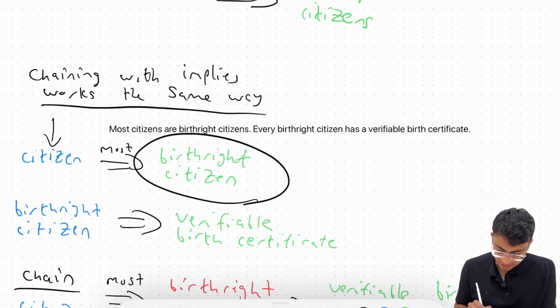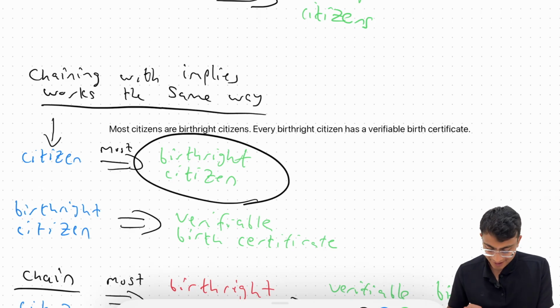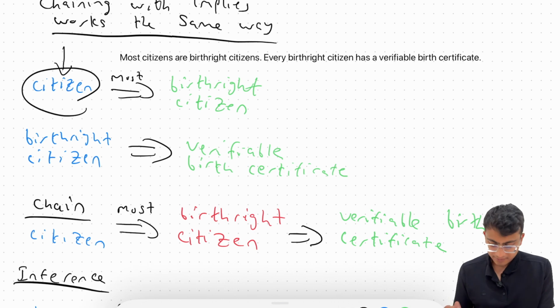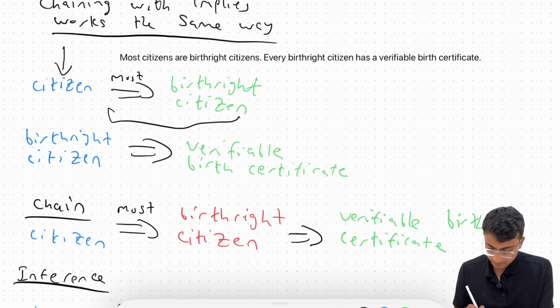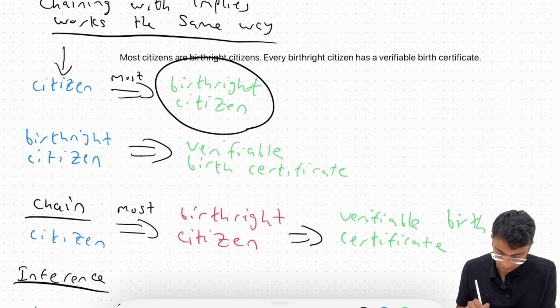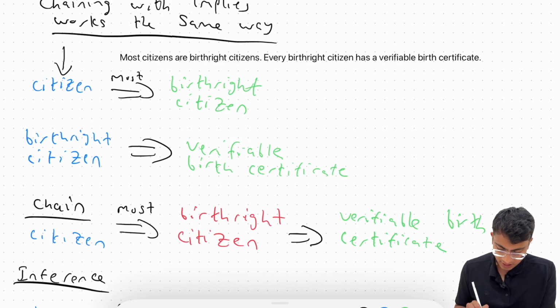Notice how birthright citizen is common, right? So I can chain them as usual. If I chain, it's going to be like this. Citizen goes here, I follow the arrow, and this time it's the most arrow. So I write most, and the common link, which is birthright citizen, goes in the middle, and then I end with verifiable birth certificate.